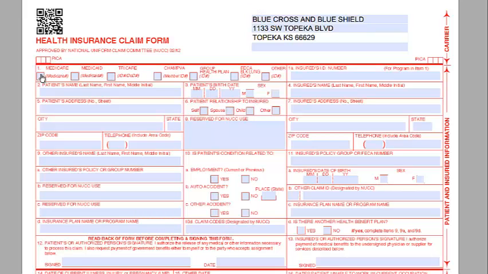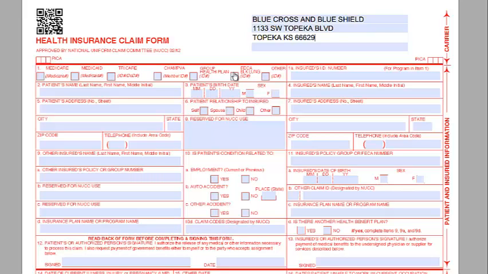Item number 1A is where we indicate the type of insurance, and we need to indicate whether it's Medicare, Medicaid, TRICARE, CHAMPVA, group health insurance, FECA black lung insurance, or if it's another type of insurance. The only time I would put other is if the type of insurance I have does not fall into one of these other 6 categories.